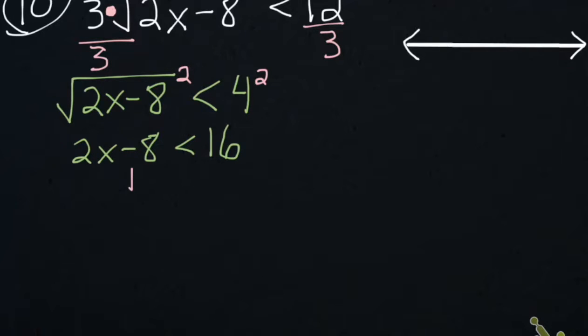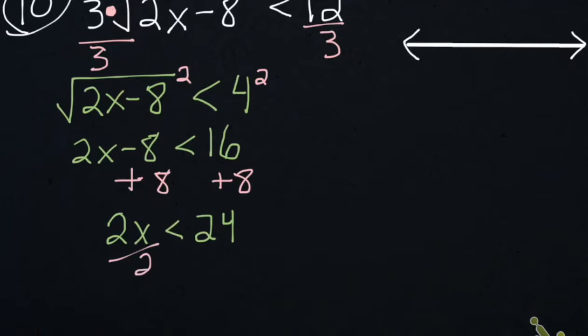Now we can solve for x. Add 8 to both sides. We add the 8 because it's being subtracted. I'm left with 2x less than, well, what's 16 plus 8? 24. Now we can divide by the coefficient in front of the x, which is a 2. And we get x is less than 12. 24 divided by 2 is 12.